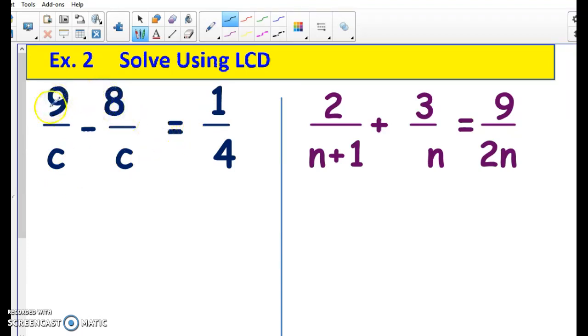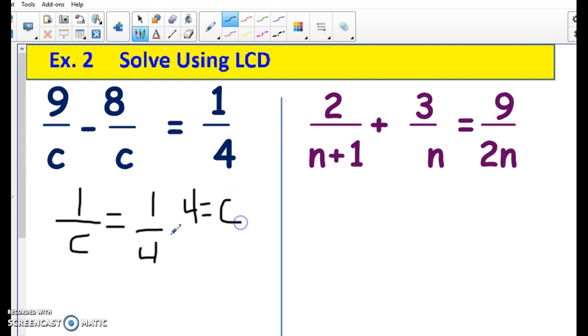So for a problem like this, I have 9 over c minus 8 over c equals 1/4. Well, I would just simplify here. So 9 minus 8 is 1 over c equals 1 over 4. So then I'm going to end up just cross multiplying 1 times 4 and 1 times c. So I have 4 equals c. Remember, these are all the same, so some of you just saw right there where it's like, 1 over c equals 1 over 4. Well, obviously the c has to be 4 because 1 over 4 equals 1 over 4. You could do it that way as well.